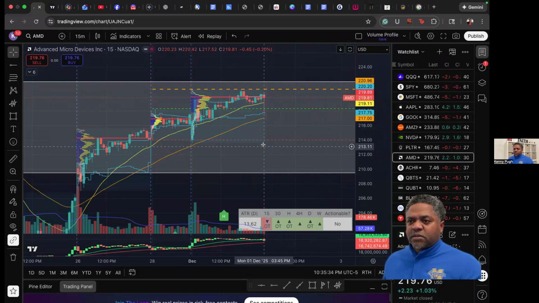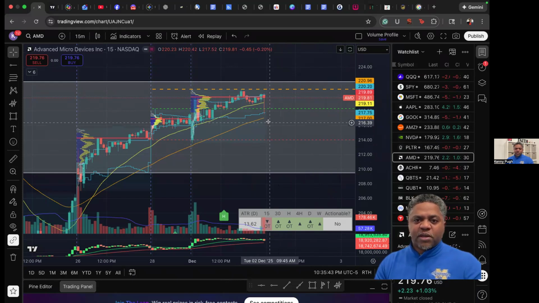And as always, manage your risk. Don't allow your emotions to get the best of you. Allow the probabilities to stack up in your favor, and then from there, take smart trades, manage your risk, and don't be greedy.